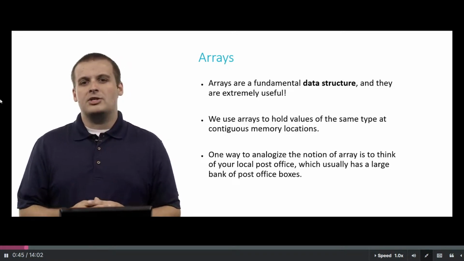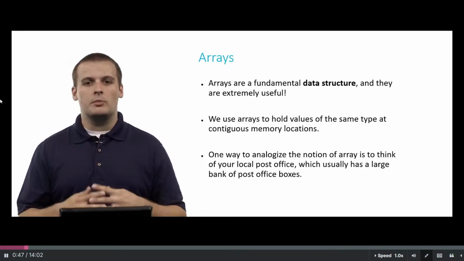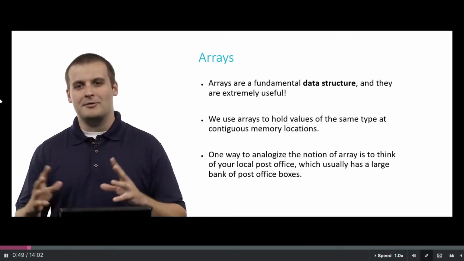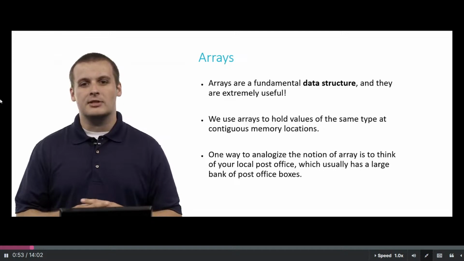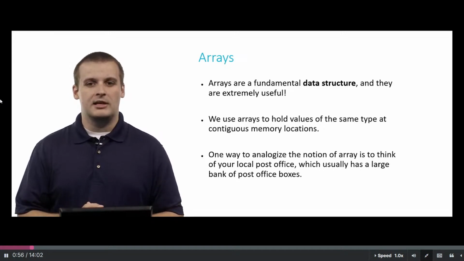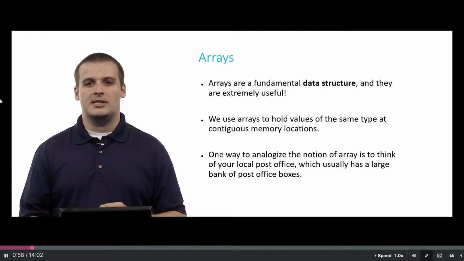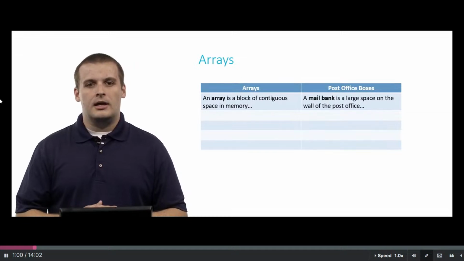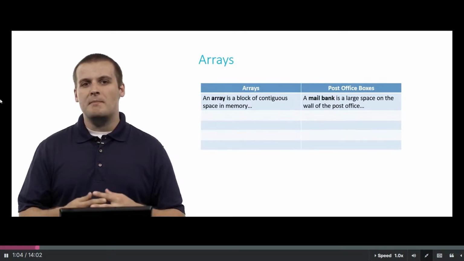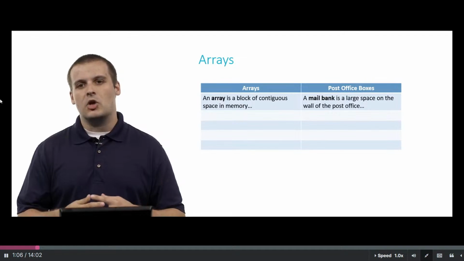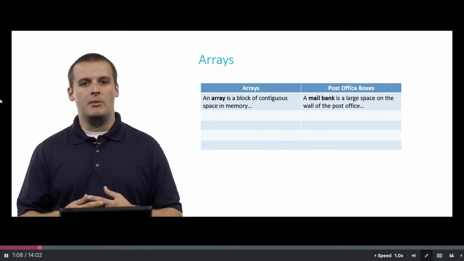Now, one way to analogize arrays is to think about your local post office for a second. So step away from programming and just close your eyes and visualize in your mind your local post office. Usually, in most post offices, there's a large bank of post office boxes on the wall. An array is a giant block of contiguous memory, the same way that a mail bank in your post office is a large space on the wall of the post office.